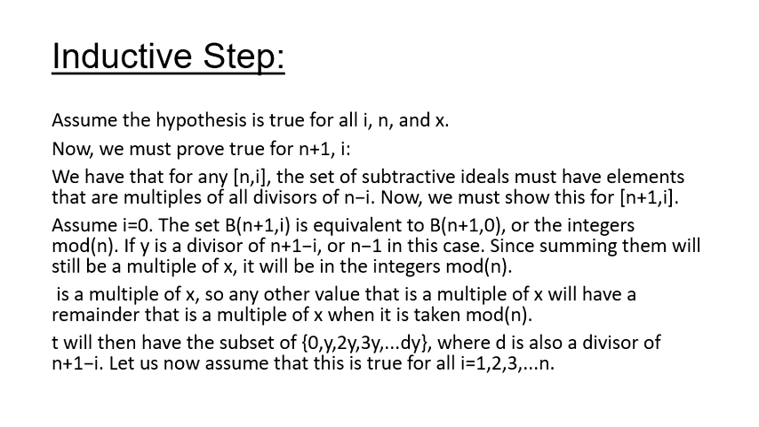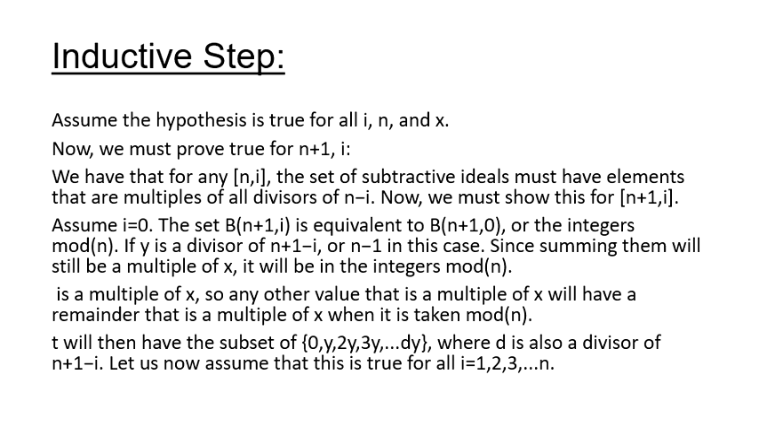Now, let's assume the hypothesis is true for all i, n, and x. And now we must prove it true for n plus 1 and i. We have that for any n and i, the set of subtractive ideals must have elements that are multiples of divisors of n minus i. And now we must show this for n plus 1 and i.